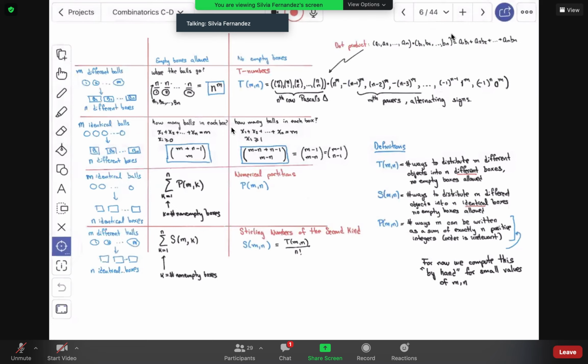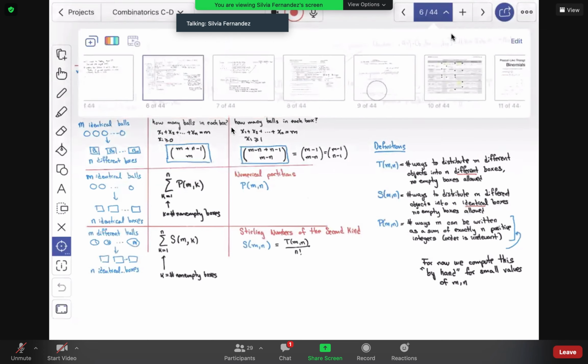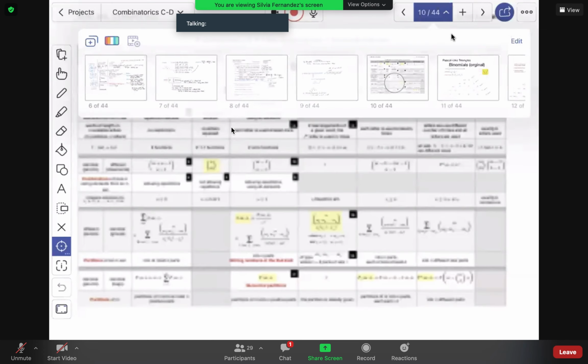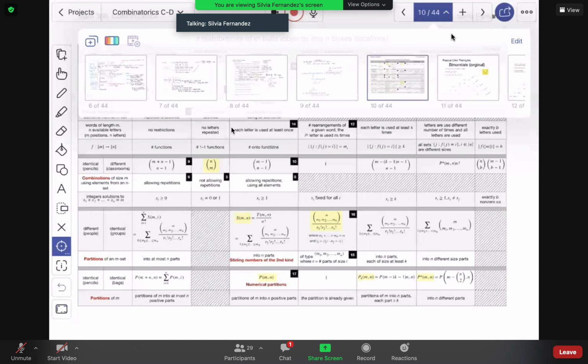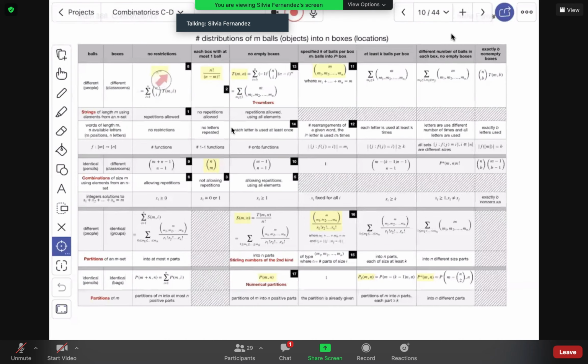So you will recognize that I have the n to the m, these combinations with repetitions that we have here, the t numbers, the partition numbers, and the Stirling numbers. So in this new table, here you go. Here you have the n to the m. So same idea as before.